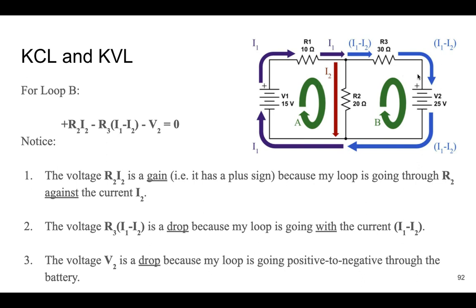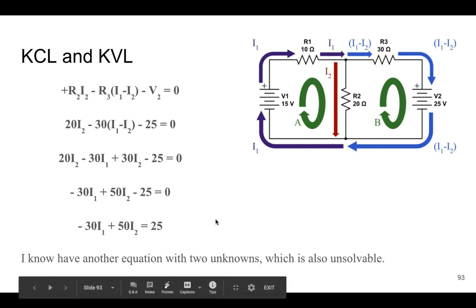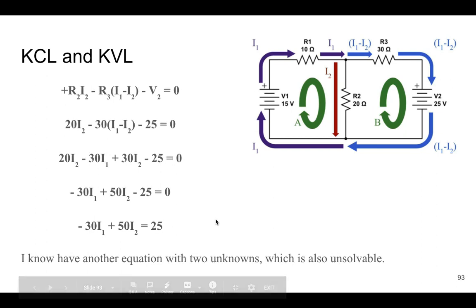And then we get over here to V2. So we're going through a battery, but we're going from the positive terminal to the negative terminal. So that battery ends up also being a drop. So you do this, you do the algebra. Be careful with all the small math, especially negative times a negative. Make sure that ends up being a positive right here. And you get another equation. So we now have a second equation with two unknowns, which is also unsolvable.